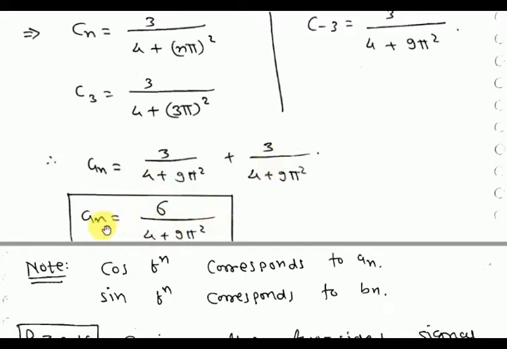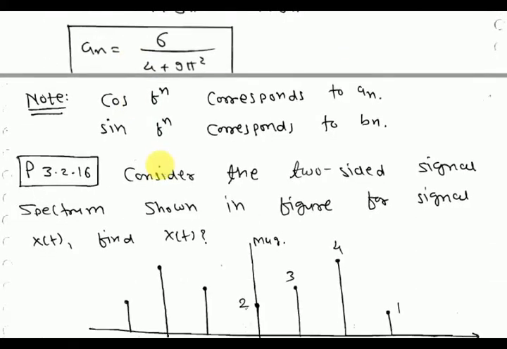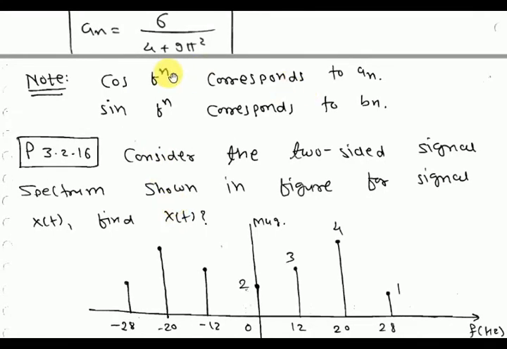Here n equal to 3, that's why it is n equal to 3. The cos function corresponds to an, and the sine function corresponds to bn. If instead of cos the question gives a sine function, you have to calculate bn.